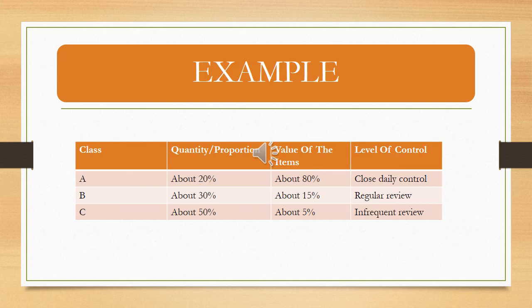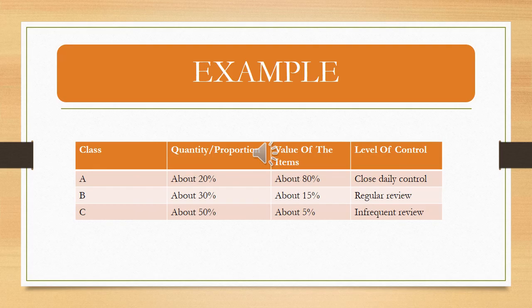You can see that example on the screen. We have category A, 20% of the materials, their value is 80%. That percent of the materials, that is category B, their value is 15%. Category C, 50% of the materials, their value is 5%. You can see, class A, we should have close data control of class A. Class B, regular review. Class C, infrequent review.